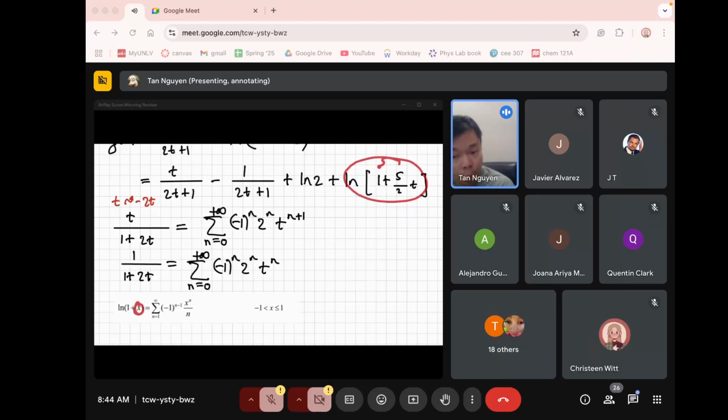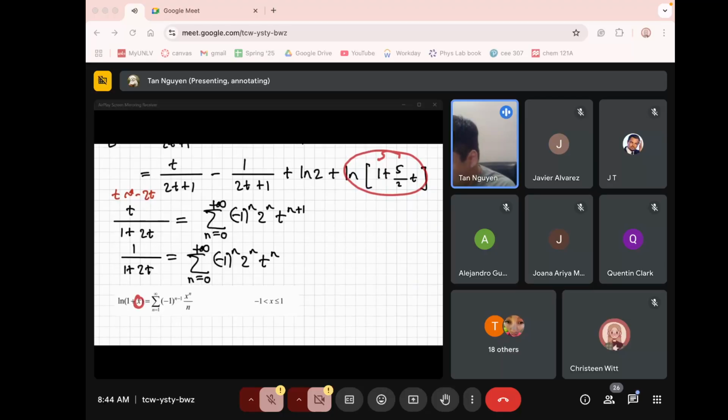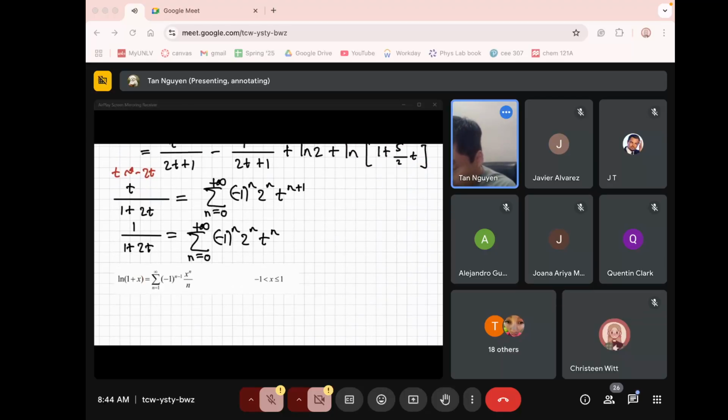5 over 2t. Am I right? Does that make sense, guys? 5 over 2t. Okay, let's do that. So ln of 1 plus 5 over 2t is equal to sigma n from 1 to plus infinity of (-1) to the n minus 1 over n, 5 to the n, 2 to the n, t to the n. Remember that we always want to split them apart.